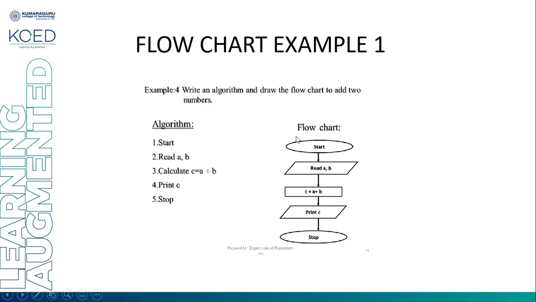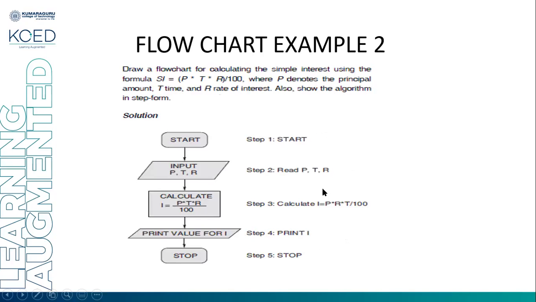For the same flowchart, you start with a start symbol. The ellipse is the start symbol. For input, read a, b, you use a parallelogram. Then the calculation, c equal to a plus b, goes in a rectangle. To print the result, print c, you again use a parallelogram, and finally we have a stop symbol. It is a simple flowchart that follows the sequence construct: a set of instructions executed one by one.